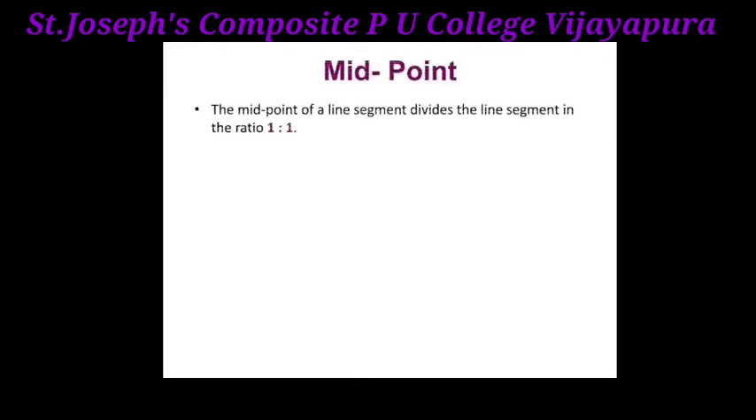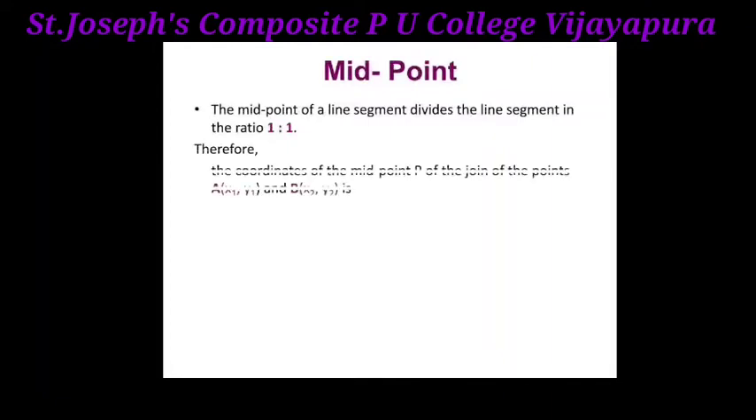Our next topic will be the midpoint. The midpoint of a line segment divides the line segment in the ratio 1:1. Generally, the midpoint means a point which divides the line into two equal parts. Therefore, the coordinates of the midpoint P of the line joining the points A(x1, y1) and B(x2, y2) are given as follows.